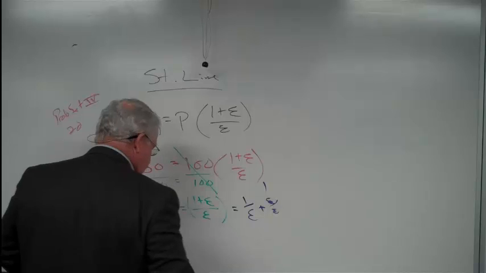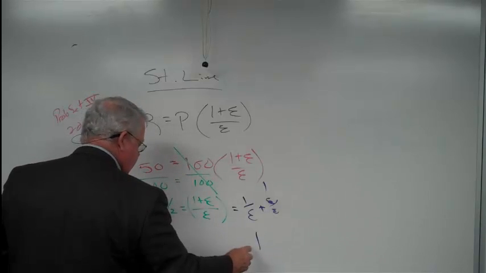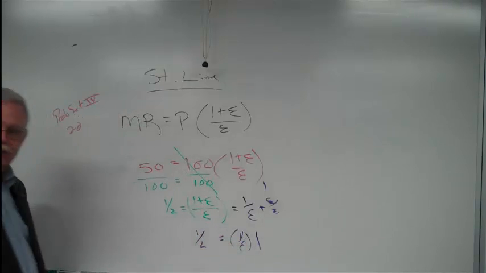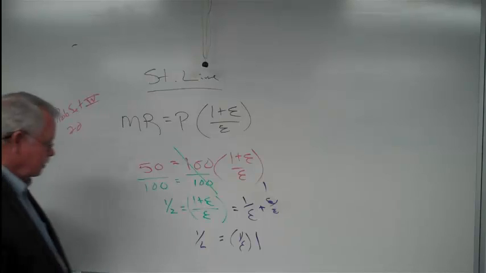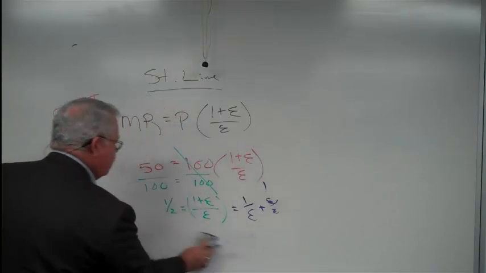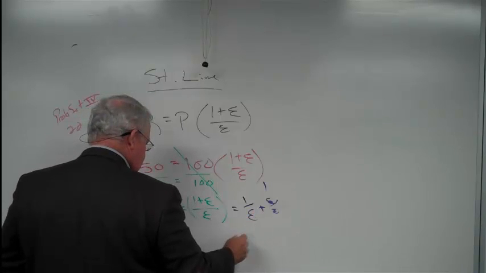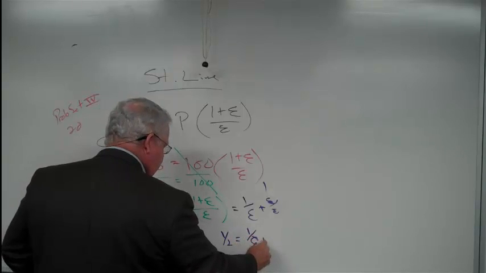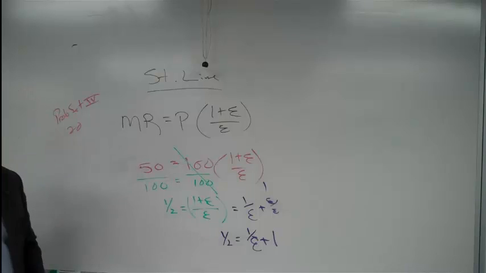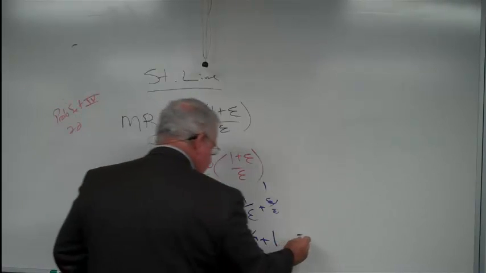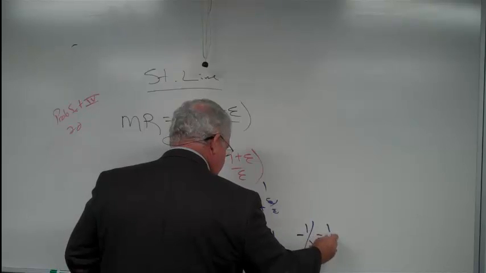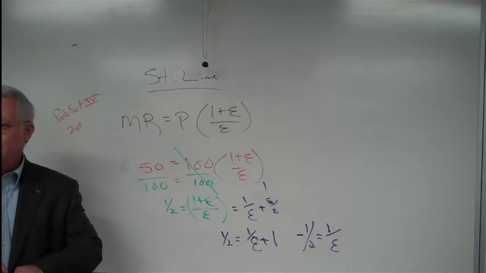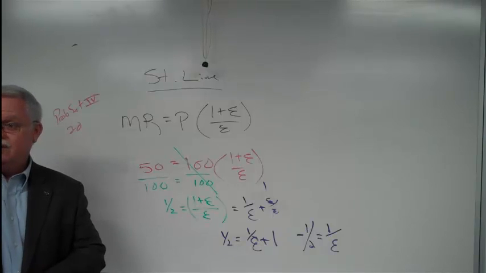Right. So we have 1 times 1 over E equals 1/2. Yeah? We forgot the plus. Did I forget the plus? So it'd be 1/2 equals 1 over E plus 1. I'm sorry, plus 1, sorry. And then move the 1 over, we get a negative 1/2 equals 1 over E. Makes it pretty easy to see, right? E is a negative 2.